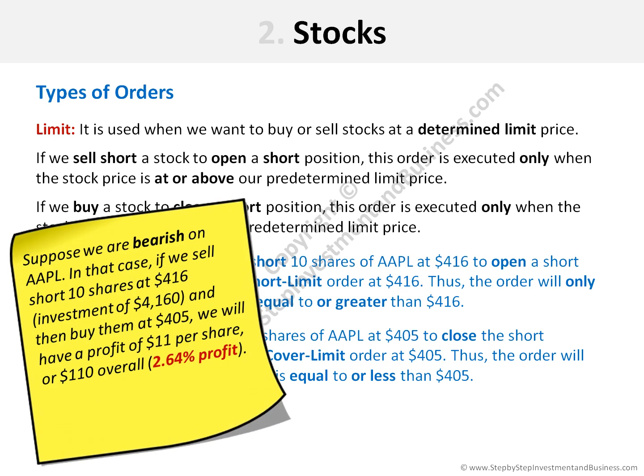Suppose we are bearish on Apple. In that case, if we sell short 10 shares at $416, that is, we make an investment of $4,160, and then buy them at $405 in order to return them to the broker, we will have a profit of $11 per share, or $110 overall. In terms of percentage, that is a profit of 2.64%.